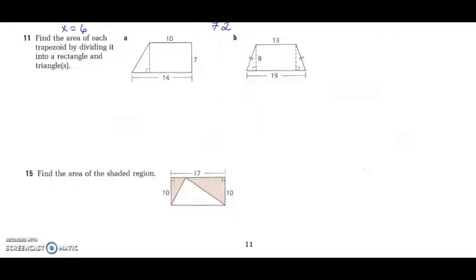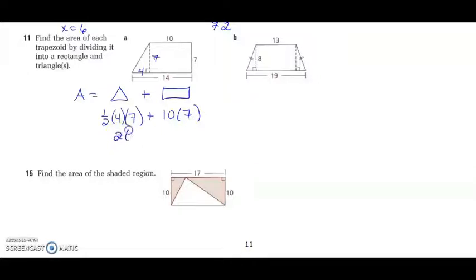Find the area of each trapezoid by dividing it into a rectangle and a triangle. So I want the area of the triangle plus the area of the rectangle. If this larger base is 14 and the upper base is 10, that makes that side 4. That height is given as 7. So I'm going to have 1/2 of 4 times 7 plus 10 times 7. So I have 2 times 7 plus 10 times 7. 14 plus 70 is 84.